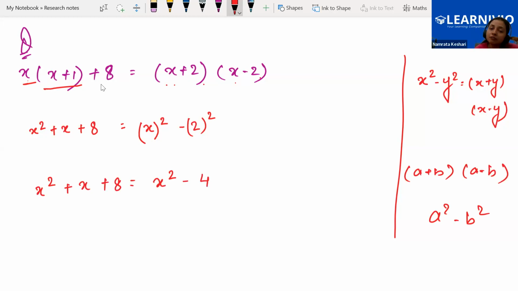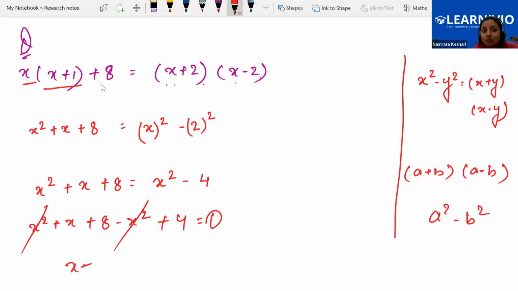Now we will be taking everything on one side. So let's take the right hand side term also on the left hand side: x square plus x plus 8, and here we'll be having minus x square, and plus 4 is equal to 0. x square is gone. You are finding x equals to, but here the question is to check whether the given equation is quadratic or not.